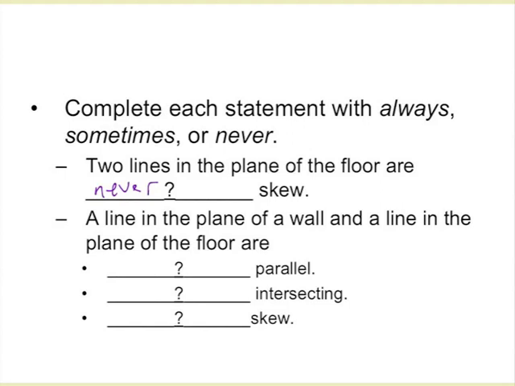A line in the plane of the wall and a line in the plane of the floor are blank parallel. So if I paint a line on the wall and I paint a line on the floor, could I do so in such a way that they would be in the same plane? No. Yeah, sometimes. What would it look like to be successful with that? Where the planes intersect. Two lines wouldn't be in the same plane. They intersect each other, but that wouldn't make them in the same plane. If we want to be parallel, they should not be intersecting each other.